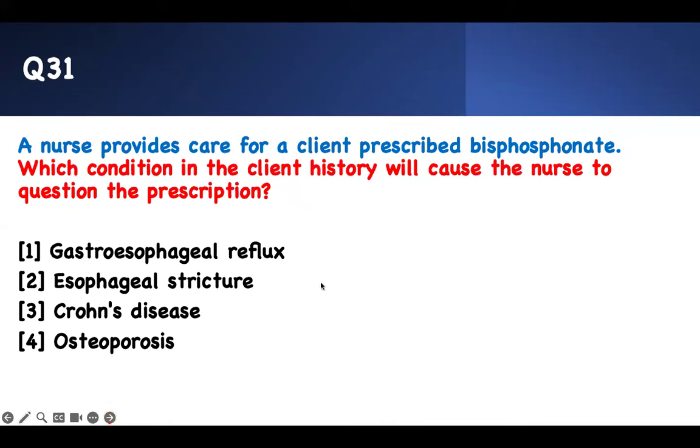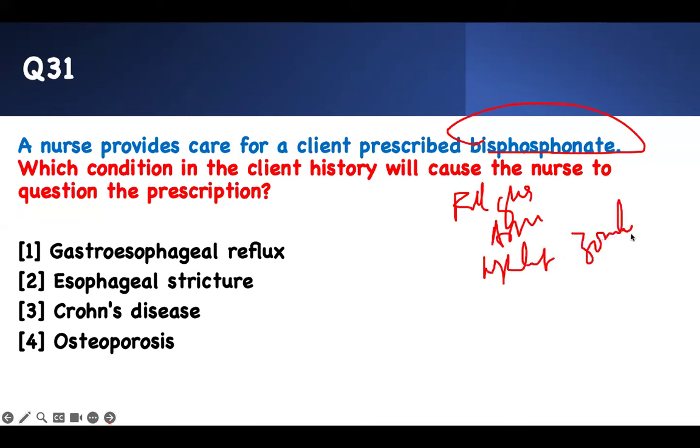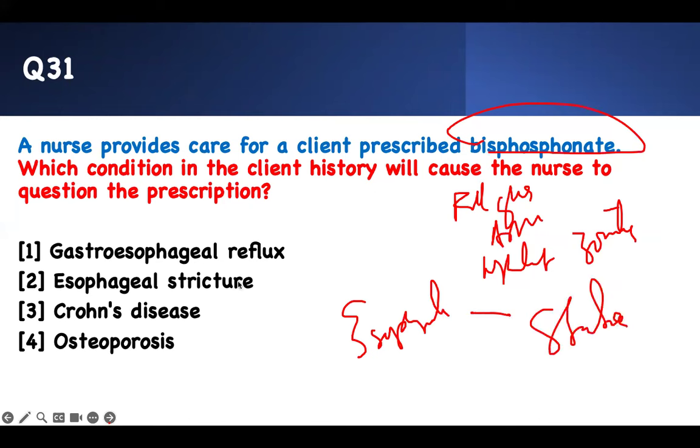Next, providing care for a client prescribed bisphosphonate. Which condition in the client's history will cause the nurse to question the prescription? There's a concept there I want you to know. Bisphosphonate is taken with a full glass of water. You take it in the morning. You remain upright for 30 minutes. Key: upright for 30 minutes, full glass of water. Why? Because it causes esophagitis, and it can cause stricture of your esophagus. Therefore, which condition is bad?